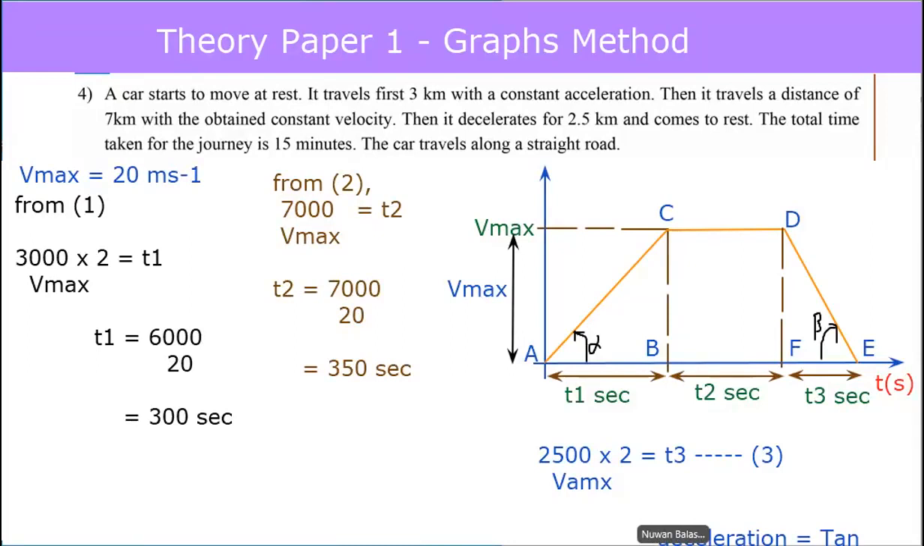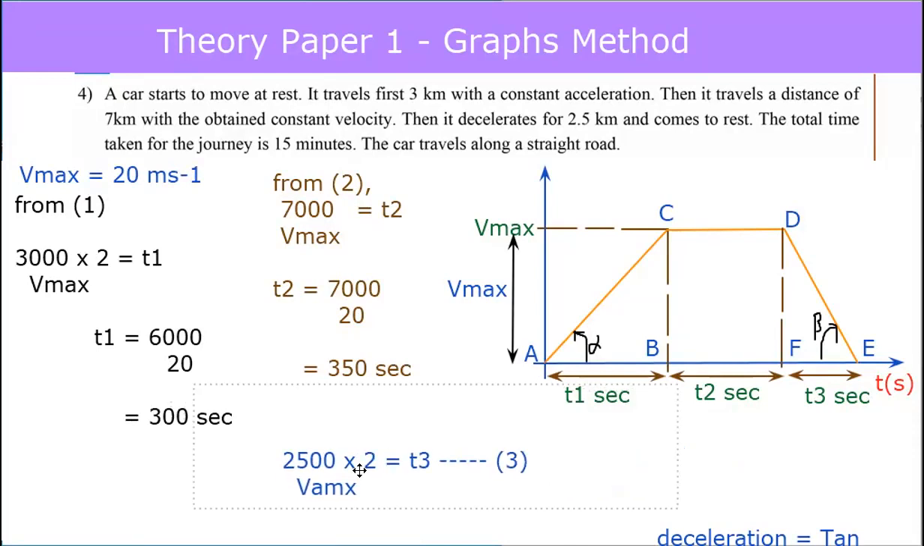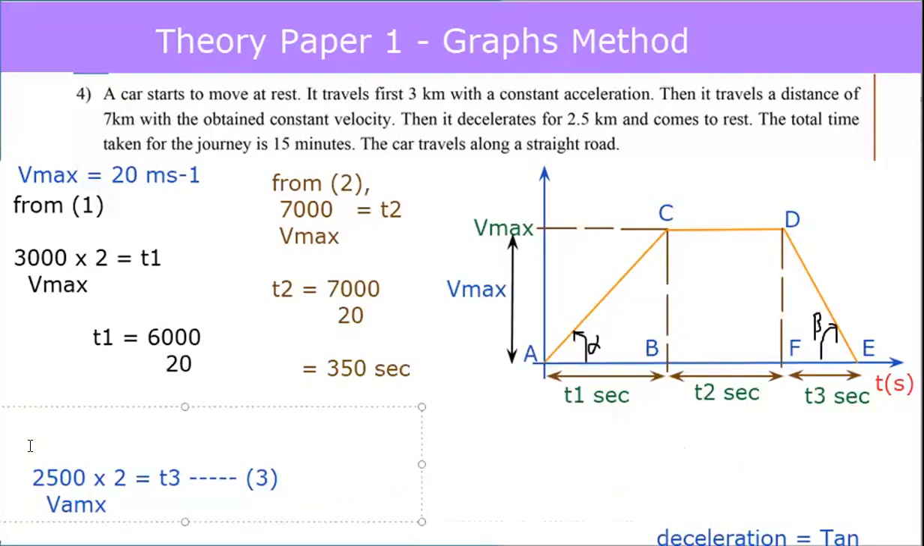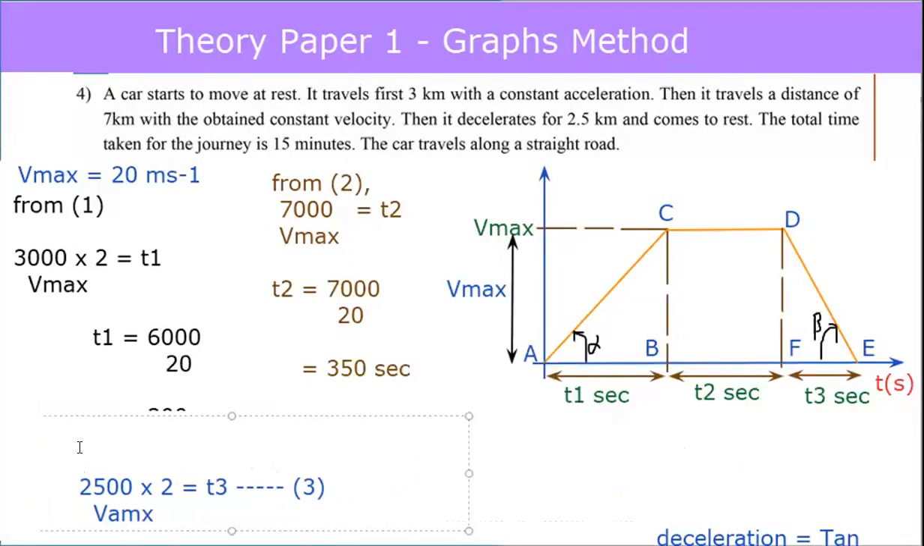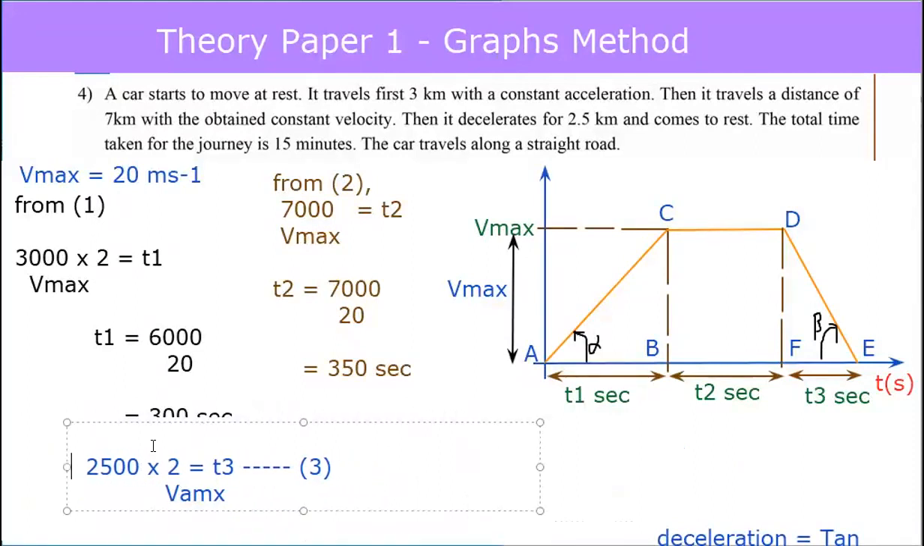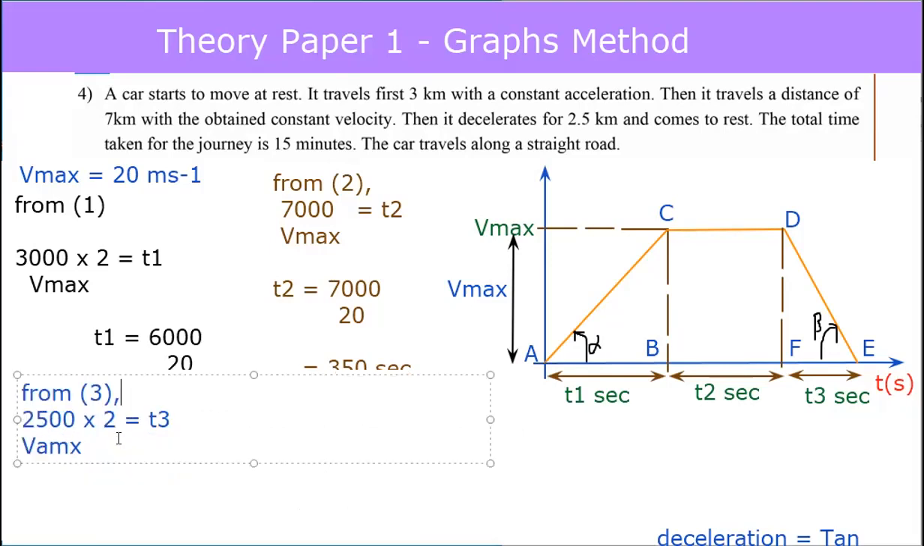Now T3. Let me write like this. From equation number 3, 3000 times 2 divided by Vmax equals T3. From this we can find T3. There's a reason for me to ask you to find T1, T2, T3, because we can check whether we have obtained the correct answer. Look at the board.